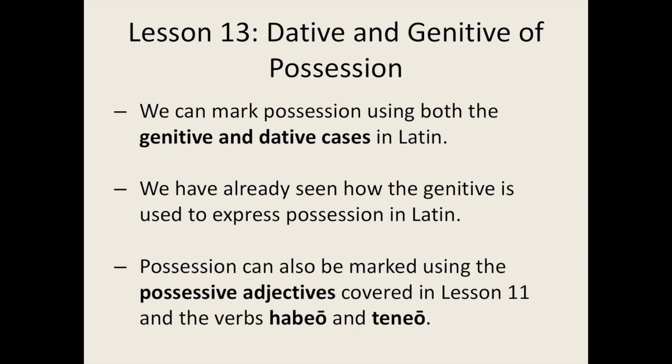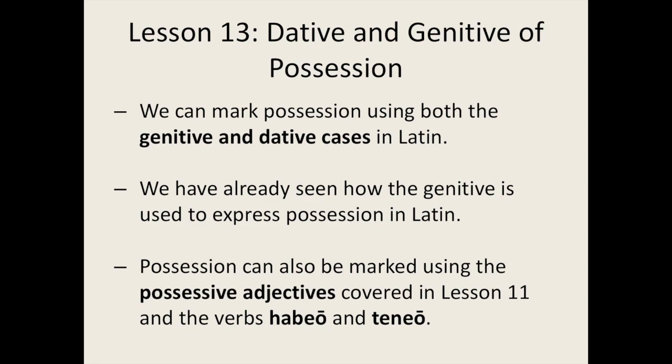There are a number of ways in which possession is marked in Latin. We have briefly looked at how the genitive can be used to express possession in Latin. We will be exploring this idea further in this lesson. We will also introduce the dative of possession, as well as the genitive and dative cases, which we will be focusing on this lesson. The verbs habeo and teneo can be used for possession, as they are translated as I own, I possess, I hold, or I have.